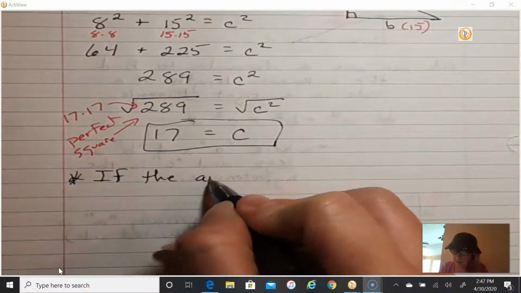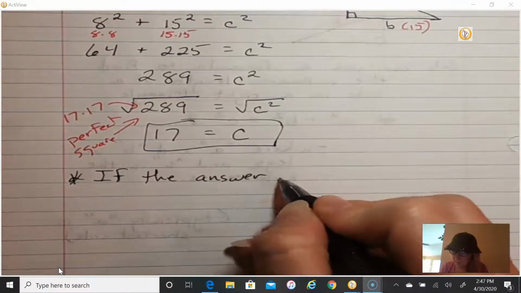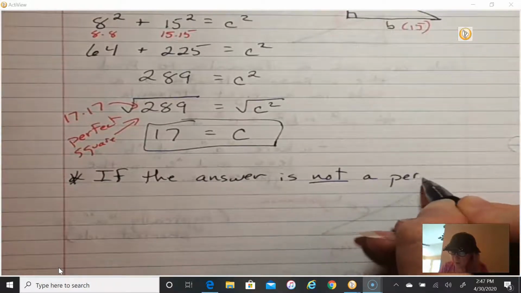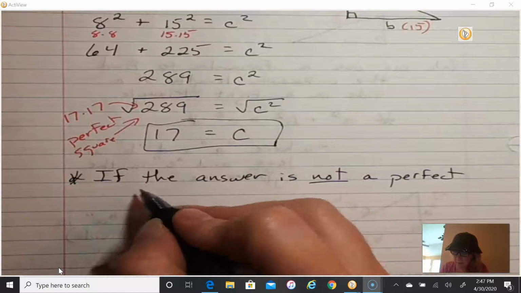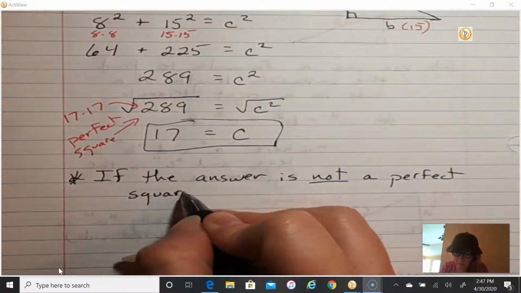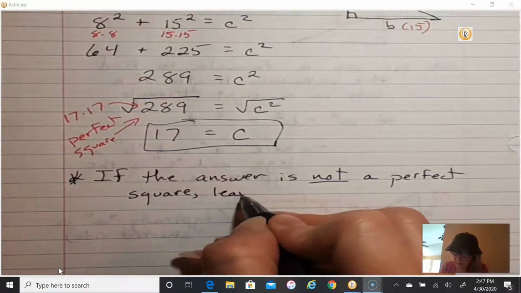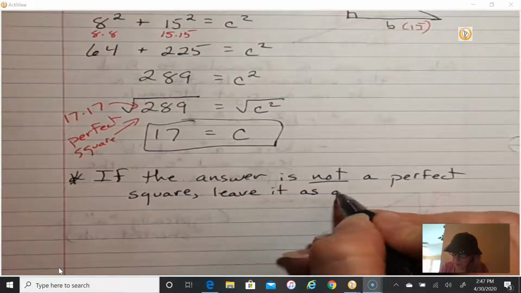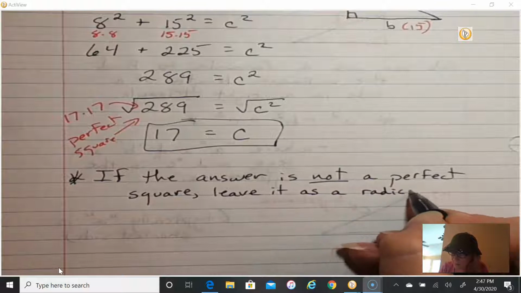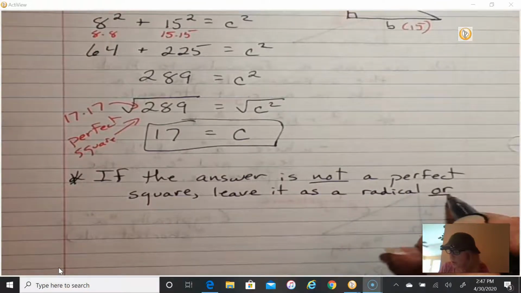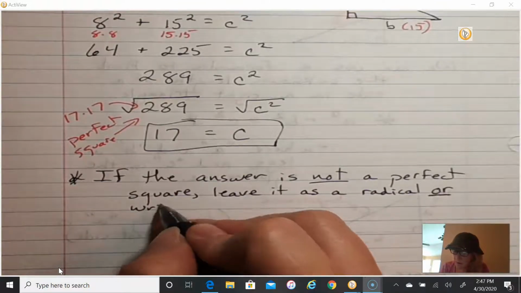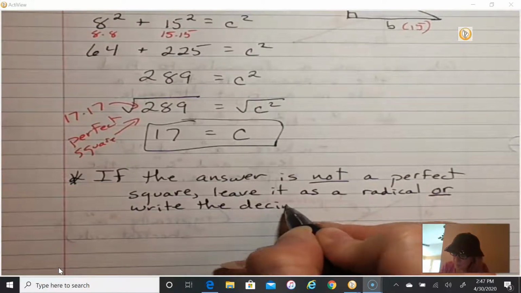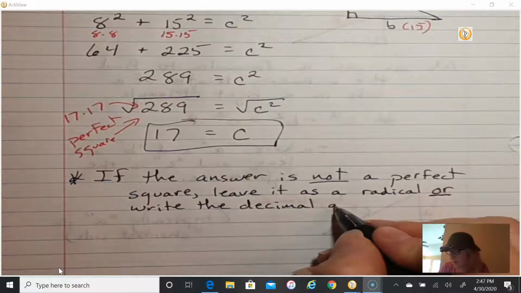If the answer is not a perfect square, leave it as a radical, or write the decimal answer.